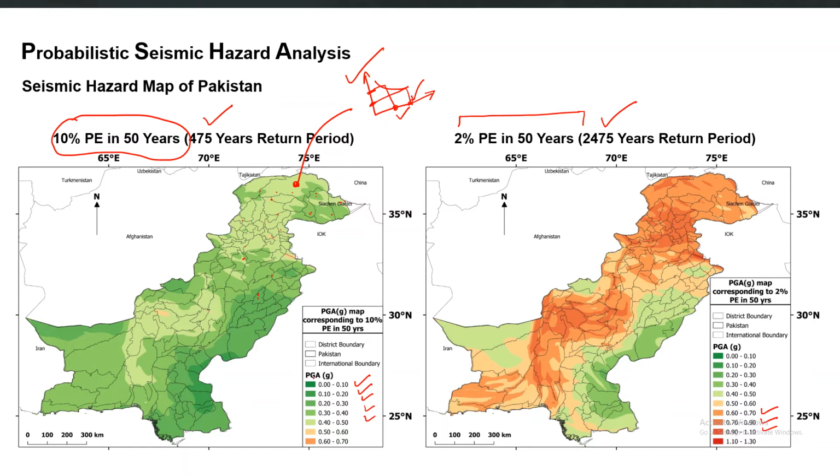So you repeat the process for hundreds of sites in a study area and construct what we call the hazard map, but that hazard map will be corresponding to a particular definition of hazard. So this is for DBE level, design basis earthquake level, and this is called the maximum considered earthquake level. I will explain these two terms again in the next slide.